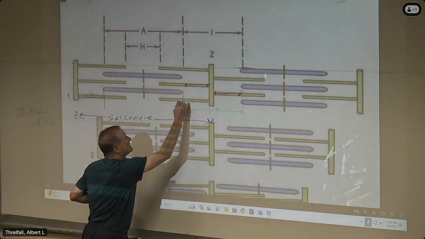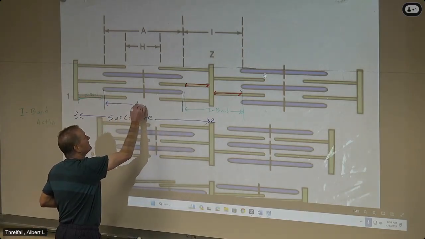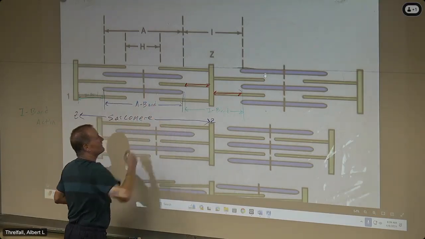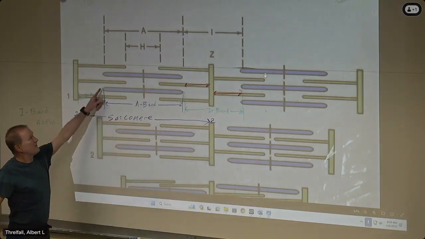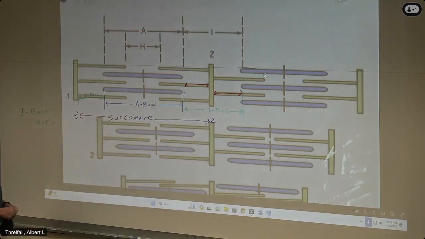Then we have part of the sarcomere. Look at that closely. It runs from one end of myosin to the other. That's called the A band. Which myofilament or myofilaments do you see in the A band? You see both, correct, actin and myosin.